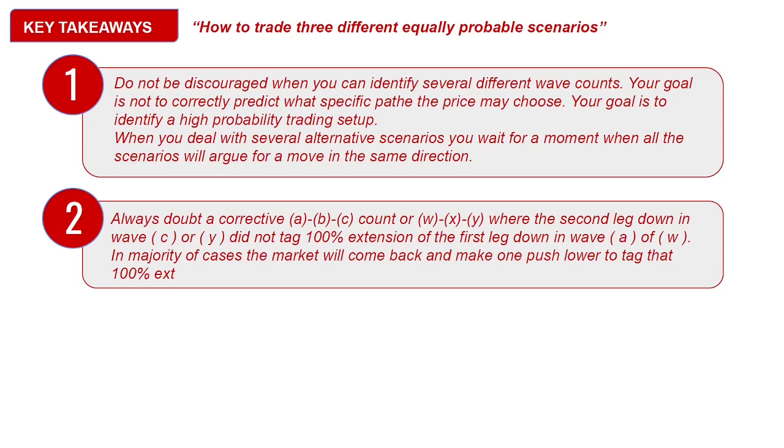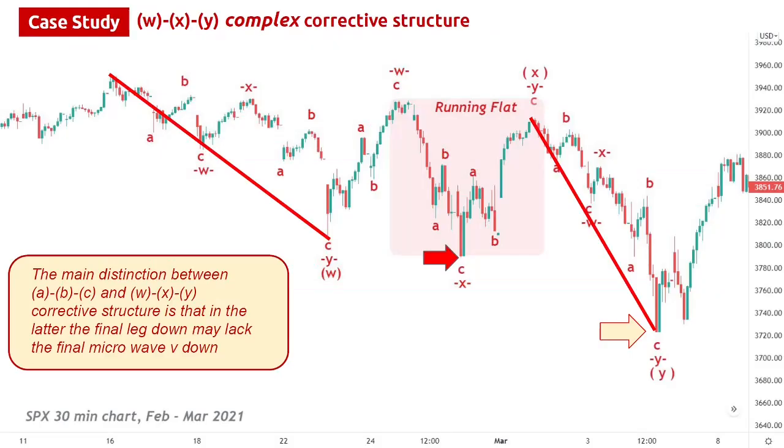In majority of cases, the market will come back and make one more push lower to tag that 100% extension. And let me show you again that case when it really looked like the market bottomed here in A down, B up, C down, but because it did not tag 100% extension of the first leg down, and it started to go up, the market kind of left unfinished business behind. And normally this is what bothers the market. Then market turned down and completed that structure. It kind of resolved that problem. It fixed that unfinished business left behind at that stage.